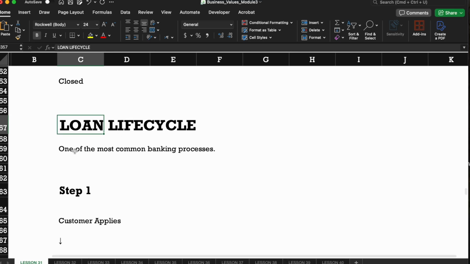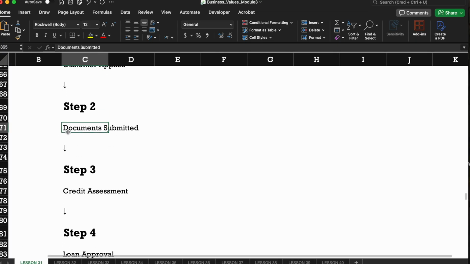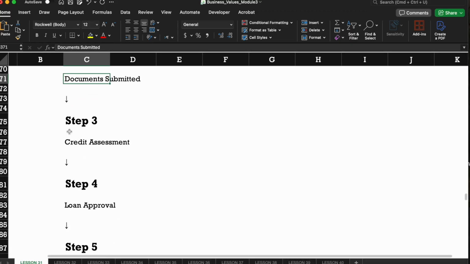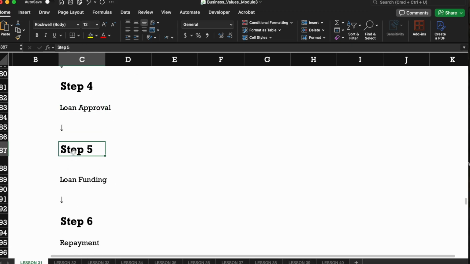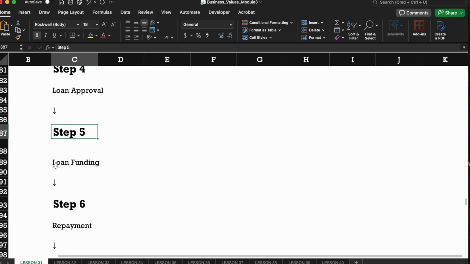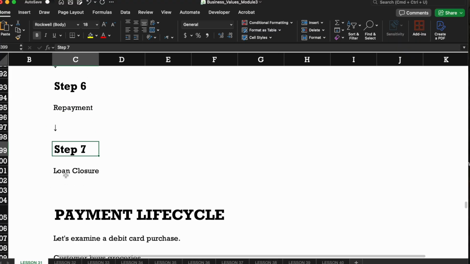Loan life cycle, one of the most common banking processes. Step number 1, customer applies. Step number 2, documents submitted. Step number 3, credit assessment. Step number 4, loan approval. Step number 5, loan funding. Step number 6, loan repayment. Step number 7, loan closure.